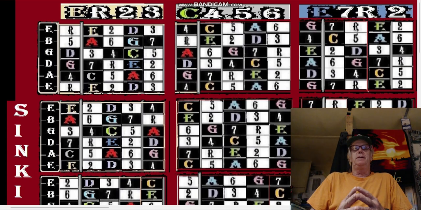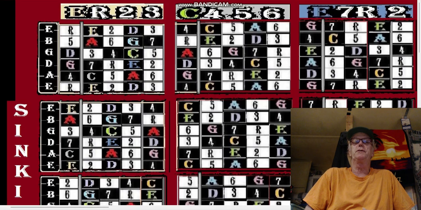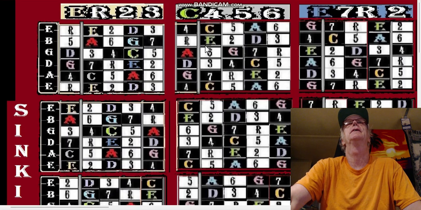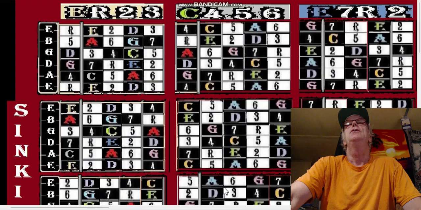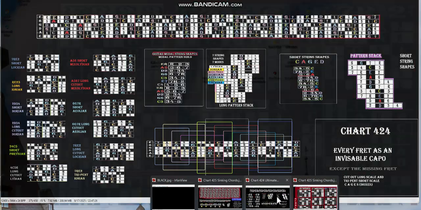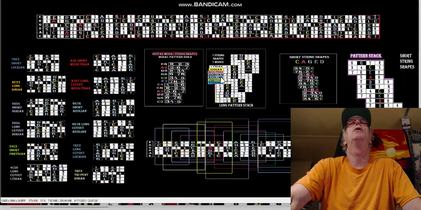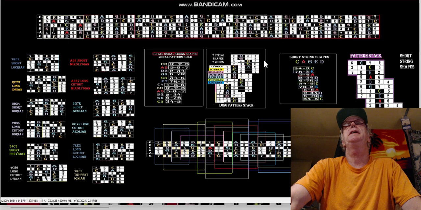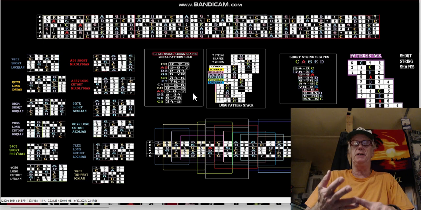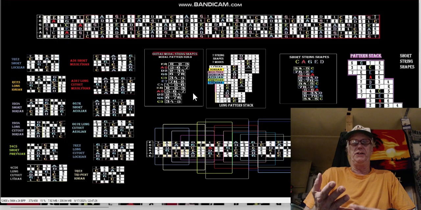Alright, so it suffices to say that we're on chart 425 now. 423 and 424 were basically lead-ups to this chart here. Okay, so let me see if I can pull up 423 again. Well, here's 424. Okay, so what I did was, instead of looking at just the C minor shape and the D minor shape, I realized I'm going to have sunken C shapes.